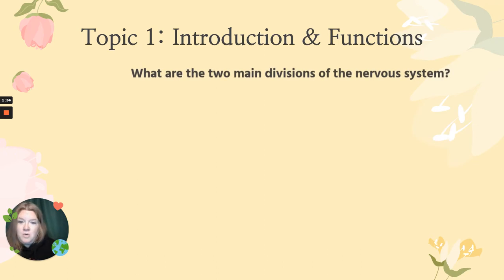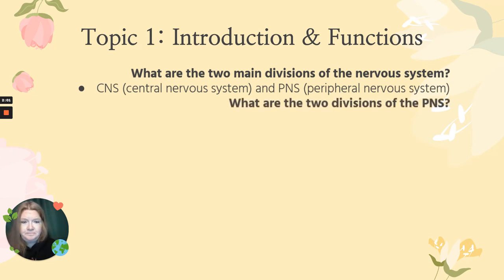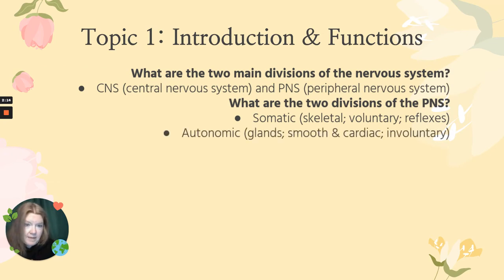What are the two main divisions of the nervous system? Well, we have the central nervous system and the peripheral nervous system. The central nervous system is your brain and spinal cord. The peripheral nervous system is further broken apart into the somatic. So that's what controls your skeletal muscles, your voluntary movement, also your reflexes. And then the autonomic nervous system. So that controls your glands, your smooth muscle, your cardiac muscle, involuntary stuff.